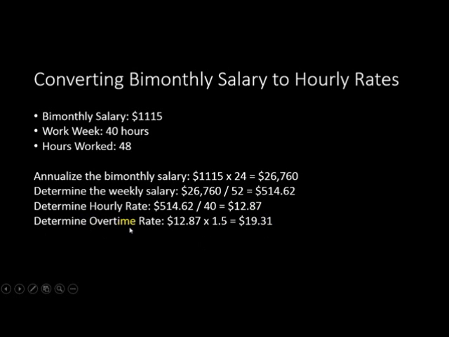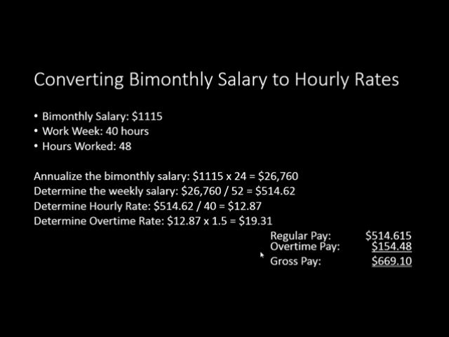And to determine the overtime rate, we take the $12.87 multiplied by 1.5 to give us $19.31 for the overtime rate. Regular pay, $514.615. Overtime pay, $154.48, for a total gross pay of $669.10.